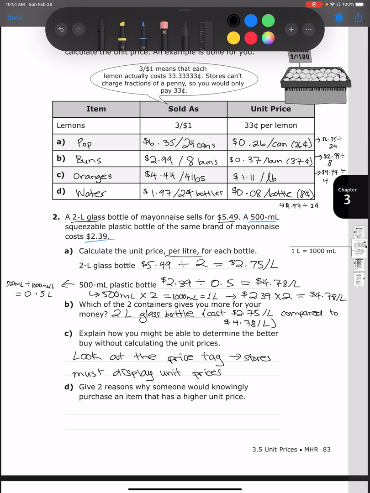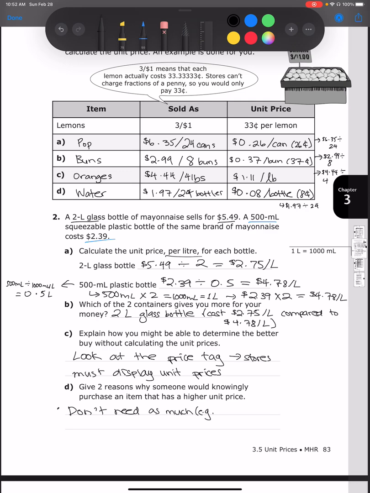Okay, question D says, give 2 reasons why someone would knowingly purchase an item that has a higher unit price. So in this scenario, why would someone willingly and intentionally purchase the 500 milliliter plastic bottle, even though they know that it costs more per liter? Well, the first reason might be you just don't need 2 liters of mayonnaise, right? It doesn't make sense to buy 2 liters of mayonnaise if you don't need it. So go ahead, buy the cheaper overall price one, which would be the $2.39. You don't need as much.